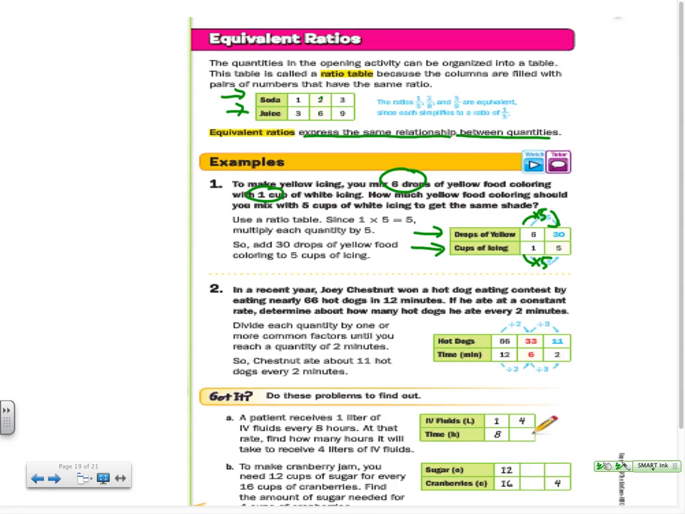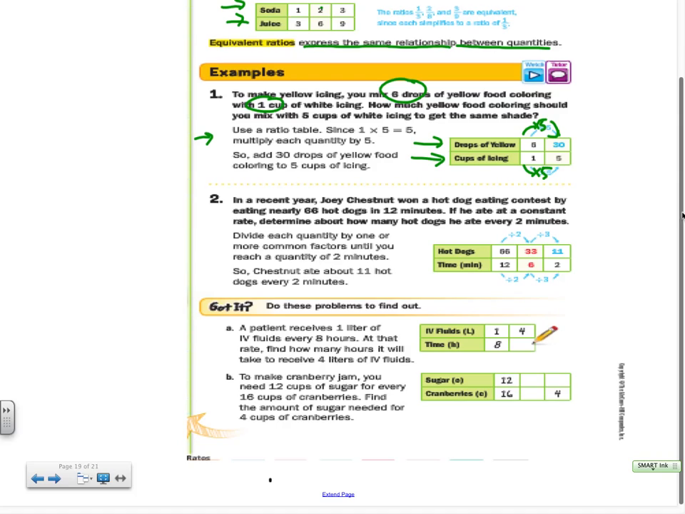So it says use the ratio table. Since 1 times 5 equals 5, multiply each quantity by 5. So add 30 drops of yellow food coloring to 5 cups of icing. That's an equivalent ratio. Let's look at example 2. In a recent year, Joey Chestnut won a hot dog eating contest by eating nearly 66 hot dogs in 12 minutes. All right, let's look at our ratio table.